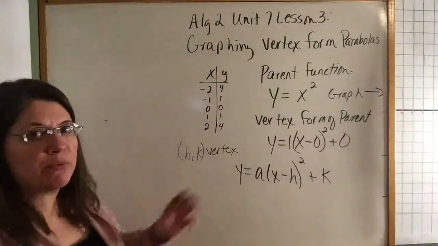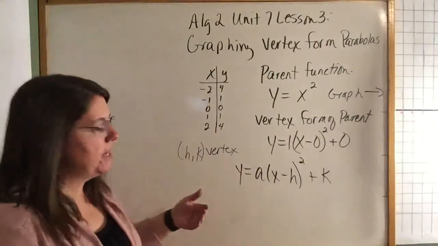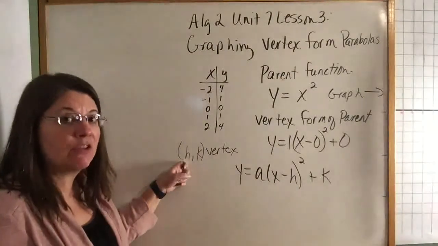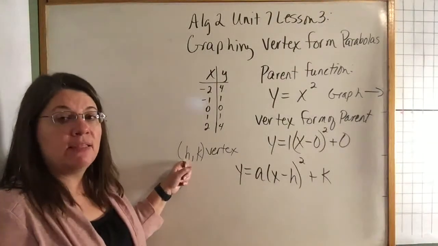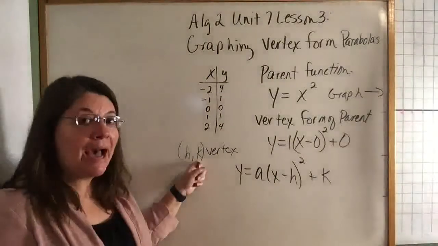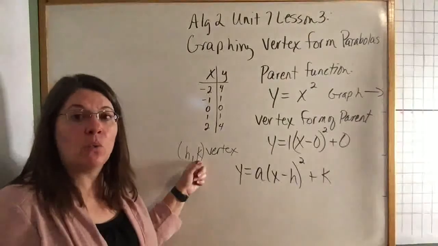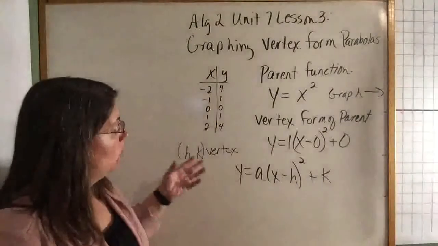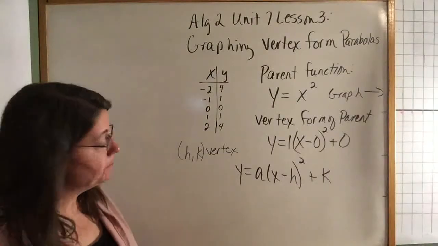How do we know which one represents right, left, which one represents up, down? Well, if our vertex is h, k, h is the x coordinate of the vertex. The x always tells us whether to go right or left. The k is the y coordinate of the vertex, and the y always tells us whether to go up or down. So that's how we know where the vertex would begin.